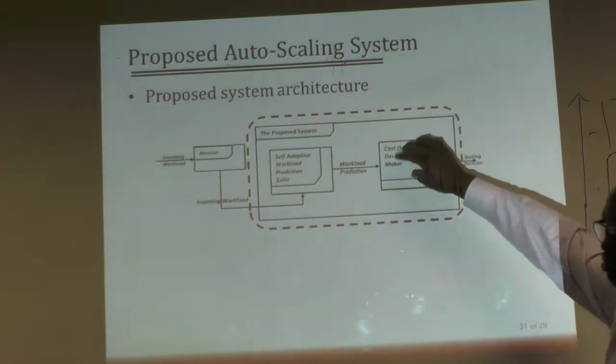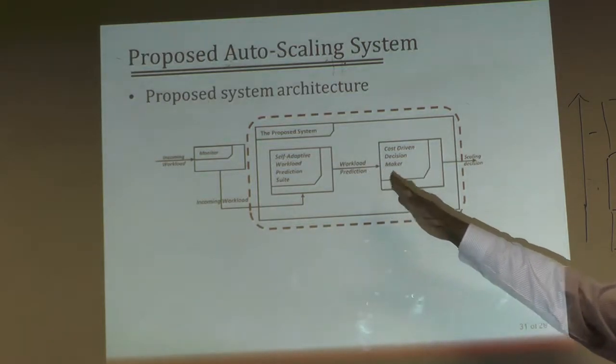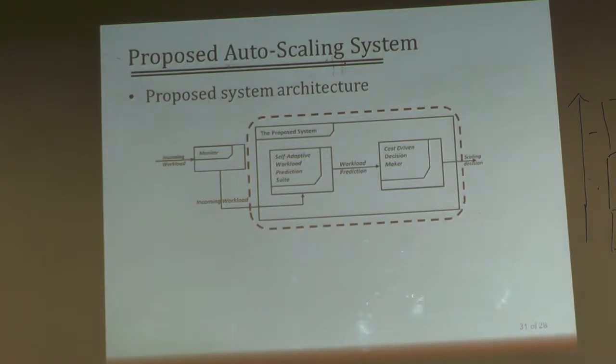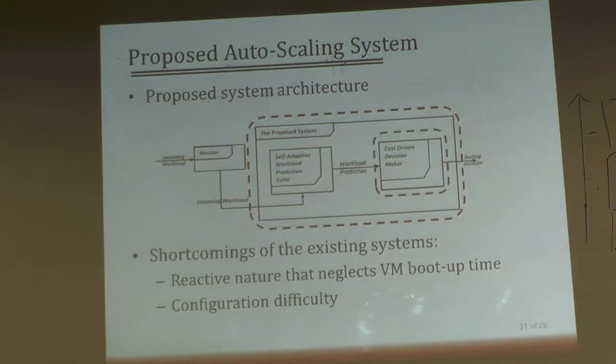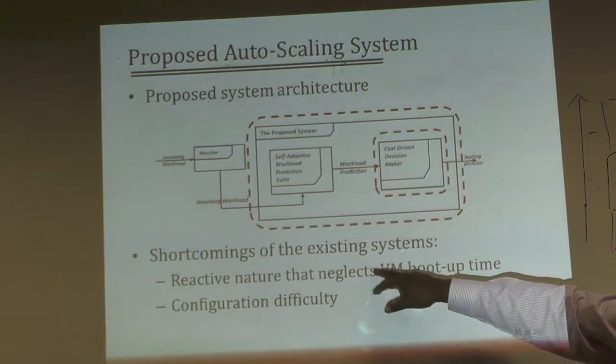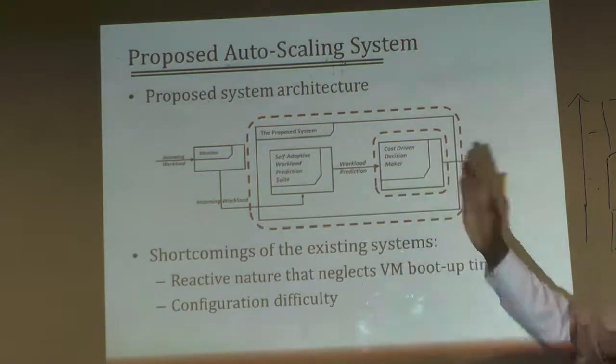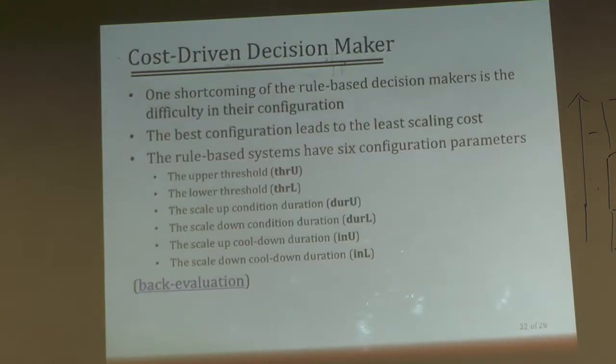But we still have this to deal with. We can now partition the workload into different types. We can choose the algorithm that works better. We can do that. But after that, we have a prediction, and we need to make a decision in terms of cost. I won't spend a lot of time on that. I'll just quickly go back and say, we started by talking about the reactive nature. We've taken care of that. The next thing is configuration difficulty, which is decision making. And we want to take care of that.